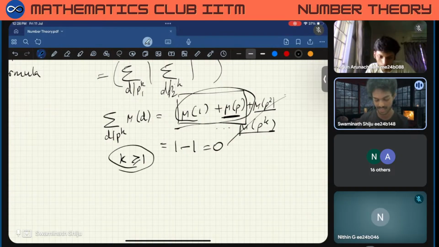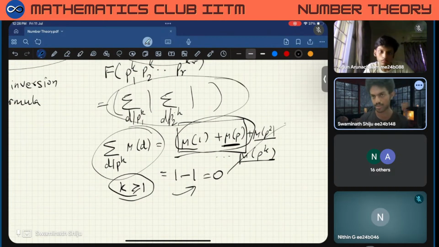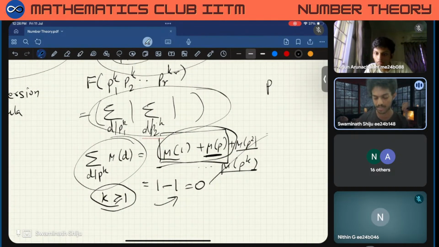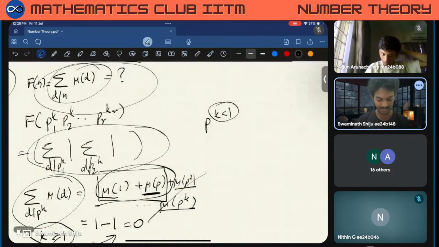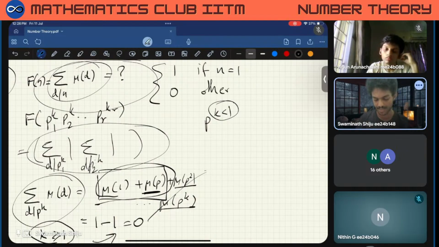So if k is greater than or equal to 1, this is 0. If any one term in that product is 0, all of them are 0. So we get that all the prime powers should be less than 1, right? So that means this is simply 1 if n is equal to 1, 0 otherwise. Easy enough, right? Any problems with this derivation?